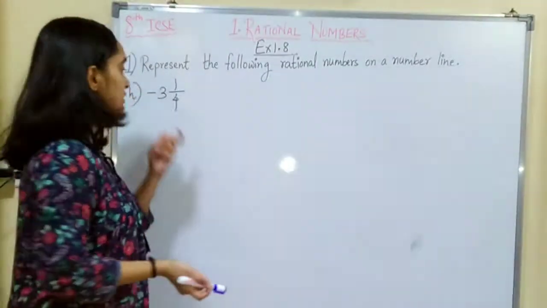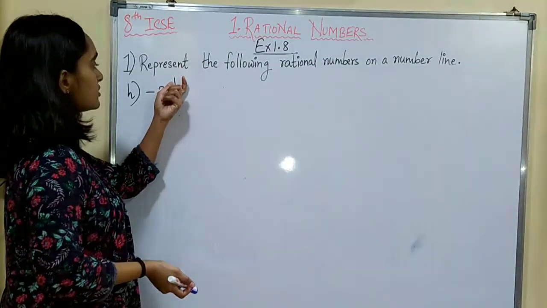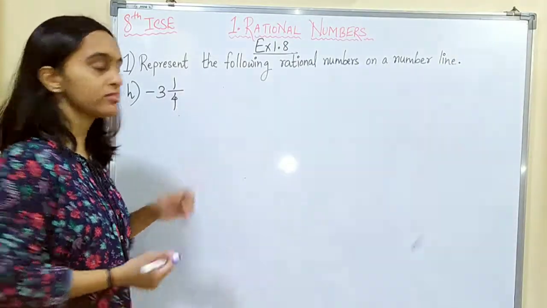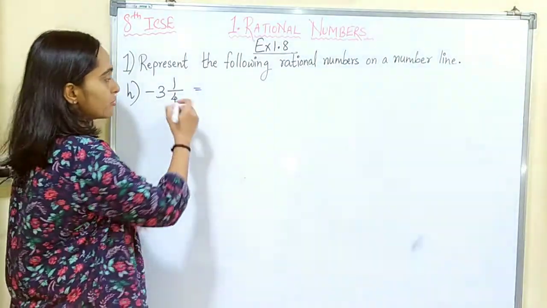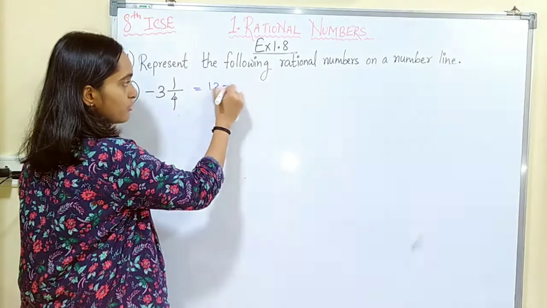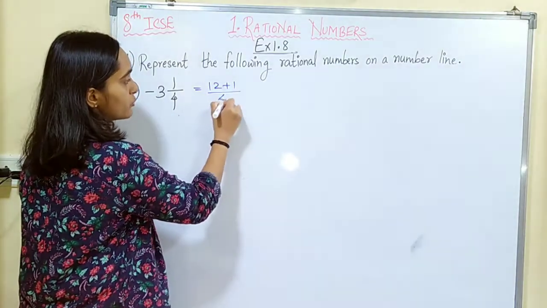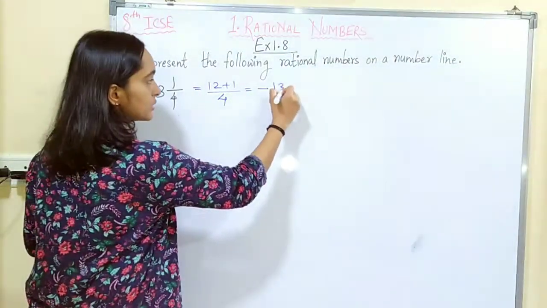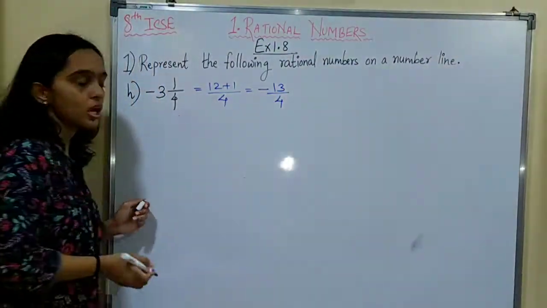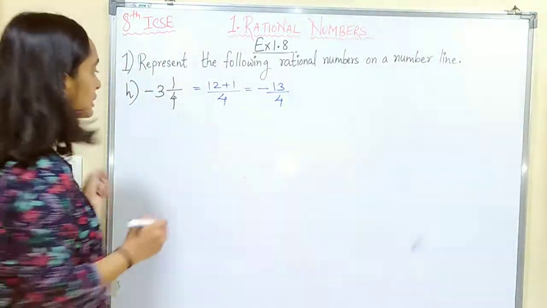The next question is minus 3 integer 1 upon 4. First we will simplify this. 3 multiplied by 4 is 12, so 12 plus 1 upon 4. So it will be minus 13 upon 4. Now we will draw this number on the number line.